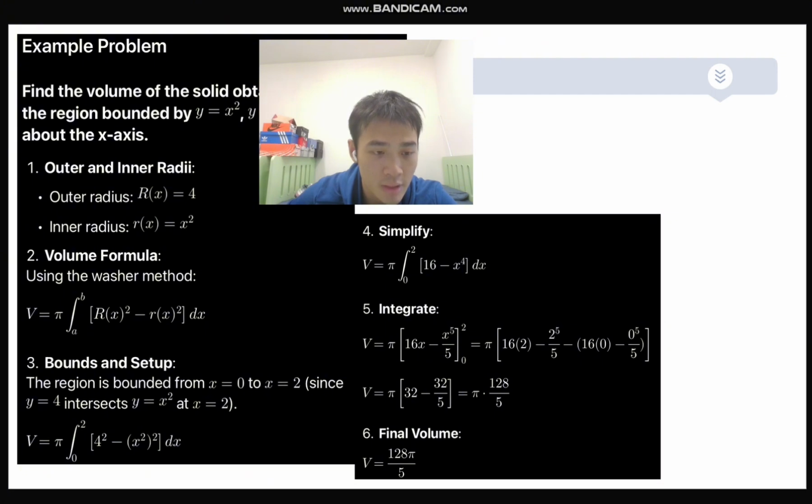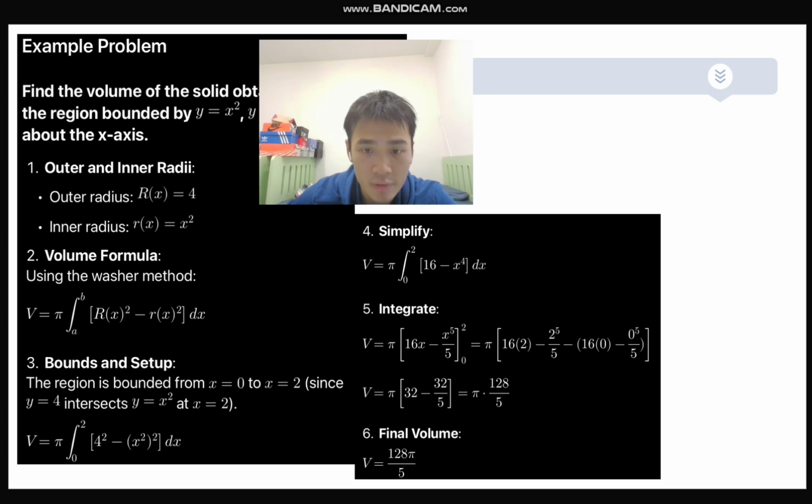So the next step we are going to deal with is the bounds and setup. We can see that the region is bounded from x equals 0 to x equals 2, since y equals 4 intersects y equals x squared at x equals 2. So the volume will be equal to pi integral 0 to 2 of 4 squared minus x squared dx.